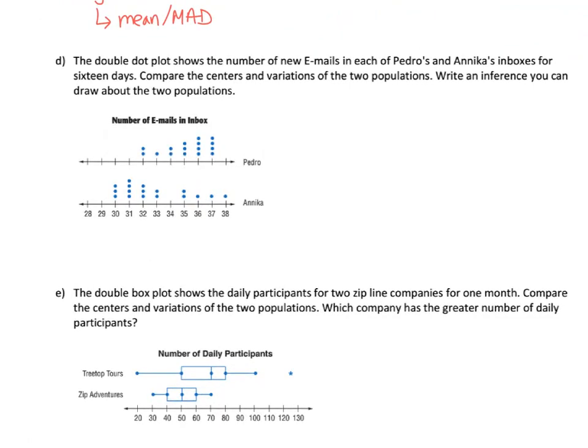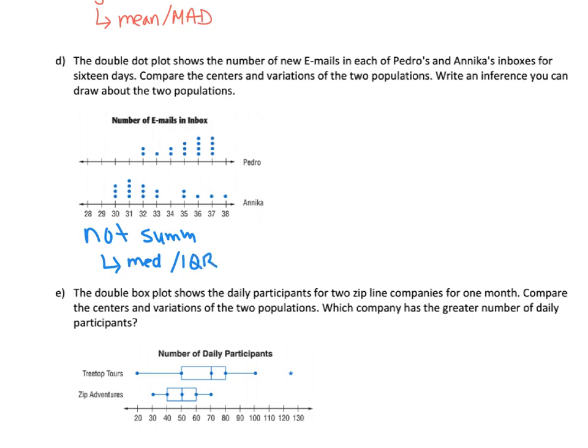The double dot plot shows the number of new emails in each of Pedro's and Anika's inboxes for 16 days. Compare the centers and variations of the two populations. Write an inference you can draw about the two populations. Okay. They're not symmetric. So we're going to use median and IQR.